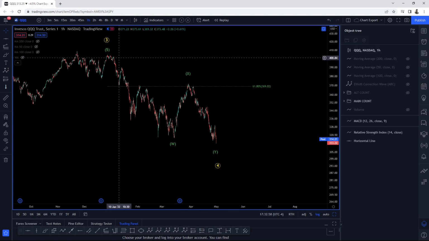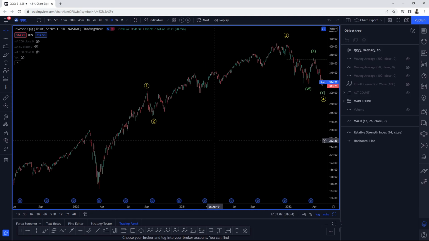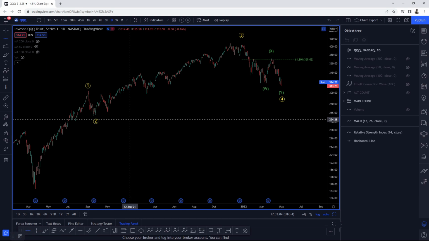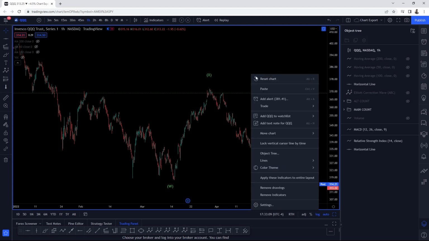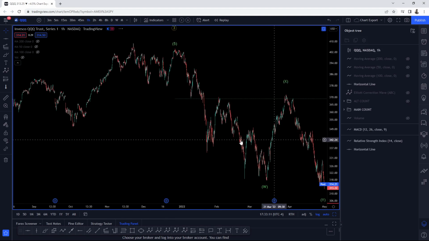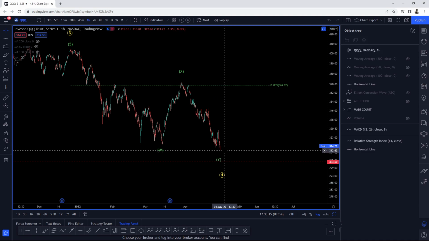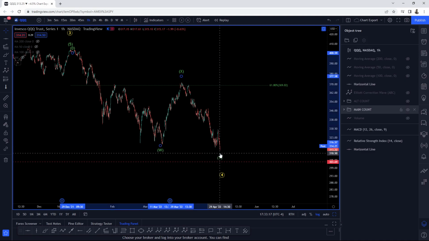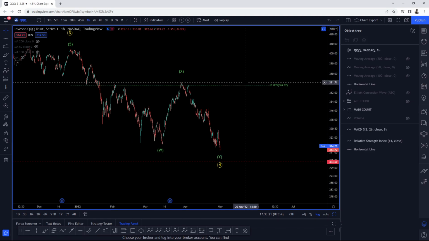Okay, now back to the daily time frame. Let me just quickly draw my horizontal line to give us guidance as to what levels we should stay above. So you can clearly see that there's not a lot of room left, right, guys? There's not a lot of room left to go. So either that's it, the low was in, the low was actually in here today, and we're off to the races.